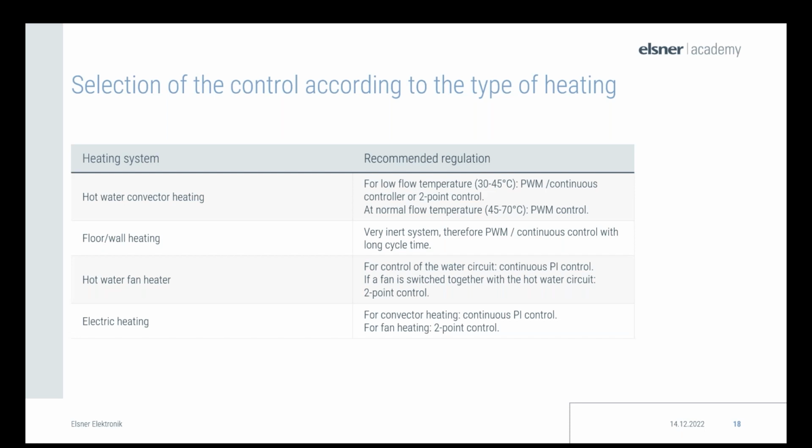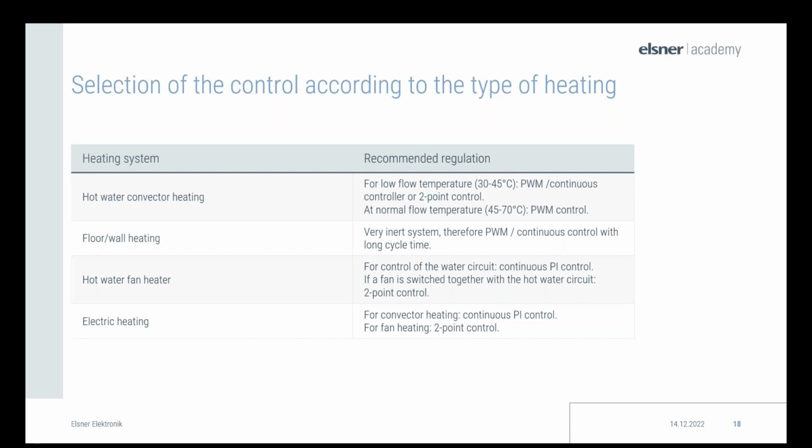Okay, next up, we have the floor or the wall heating. It's a very inert system. Therefore, the pulse width modulation, continuous control with a long cycle time is required. There's another system that is called the hot water fan heater. For the control of the water circuit, the continuous PI control is used. If a fan is switched together with the hot water circuit, a 2-point control is required.